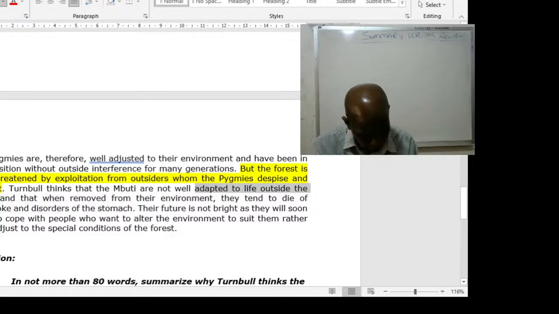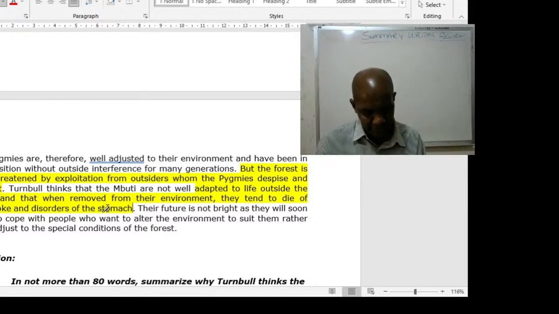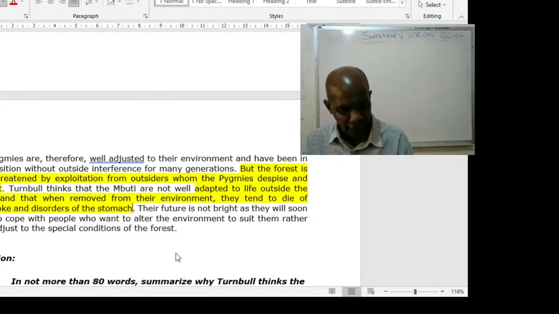Why? Because when they are removed from the forest environment, they will die, and two things will kill them. One, they will suffer from sunstroke. Sunstroke is the effect of intensive heat. Remember, if you're not under a tree, you don't have shelter, the sun is beating directly on your skin. It might affect you, but here it is affecting the Mbuti pygmies very badly because they always used to be under the shade of the trees, but here the trees will be gone. The sun will give them a sunstroke.